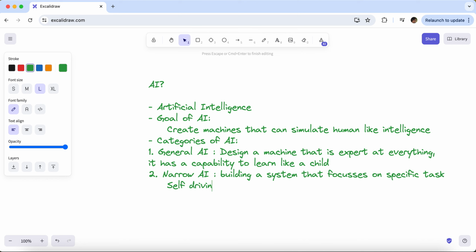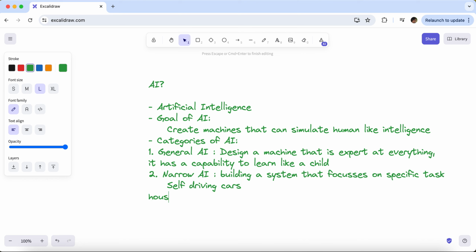Self-driving cars are a good example of narrow AI, because self-driving cars focus on one specific task: to drive a car. It just knows how to drive a car, it doesn't know anything else apart from this, right?